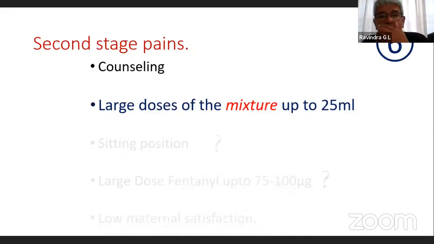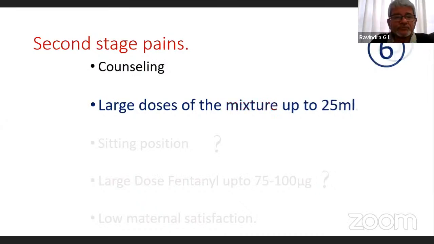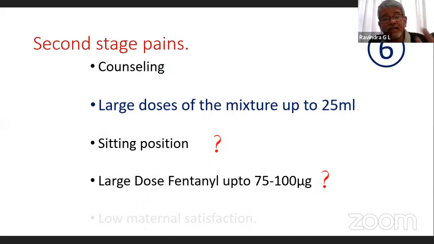The second is large doses of the mixture. So what I do is I use the same low concentration 0.0625% itself in large volumes. What we require is an extensive spread of the local anesthetic rather than a higher concentration. To make an extensive spread, we need a larger volume. So I use sometimes up to 25 ml.